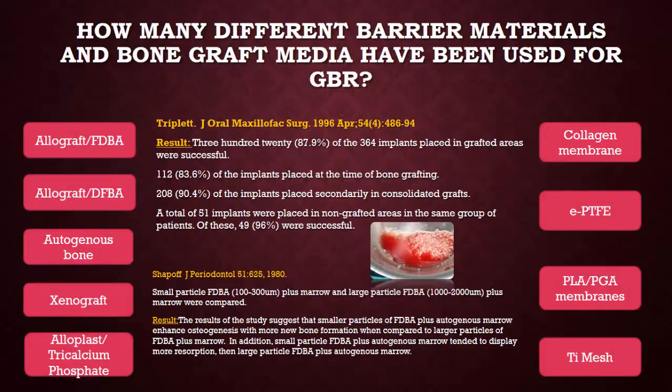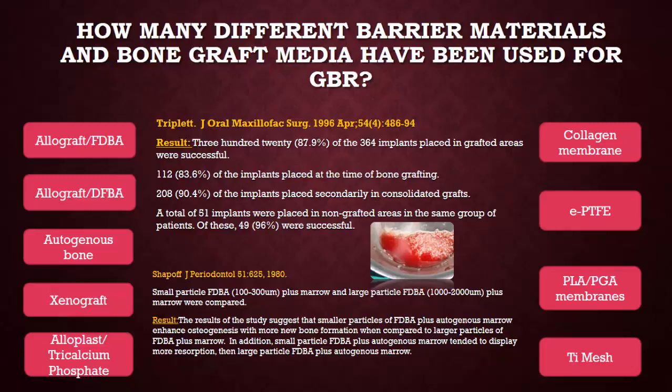So how many different barrier materials and bone graft media have been used for the GBR? As we know, we have different sources for the bone graft. We can use either allograft, xenograft, or autogenous bone, which is the gold standard, and also alloplast such as tricalcium phosphate. However, I want to mention that the best graft to use when we do horizontal ridge augmentation is autogenous bone mixed with either FDBA or xenograft.